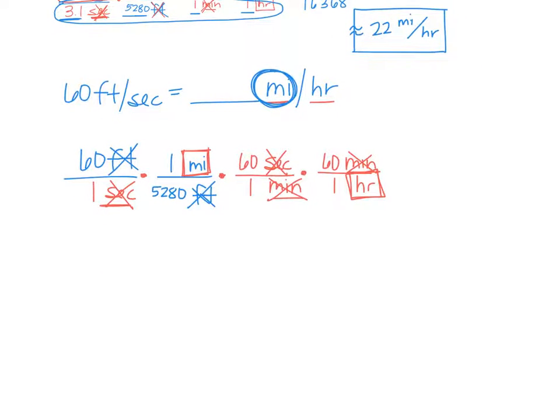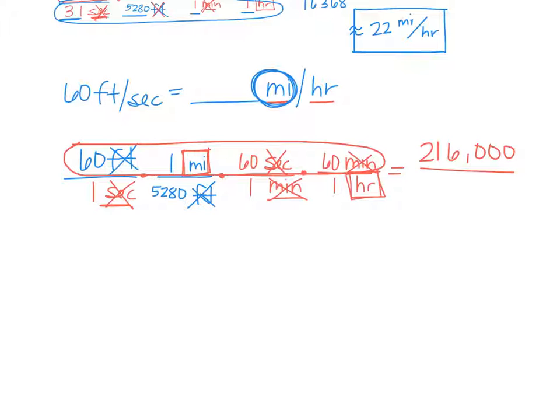And now we're going to do the multiplication. So take your top numbers. That would be 60 times 60 times 60, which is 216,000. Then we're going to take our bottom, which is 1 times 5,280 times 1 times 1. So that's just 5,280. And then we're actually going to do that division. So 216,000 divided by 5,280.